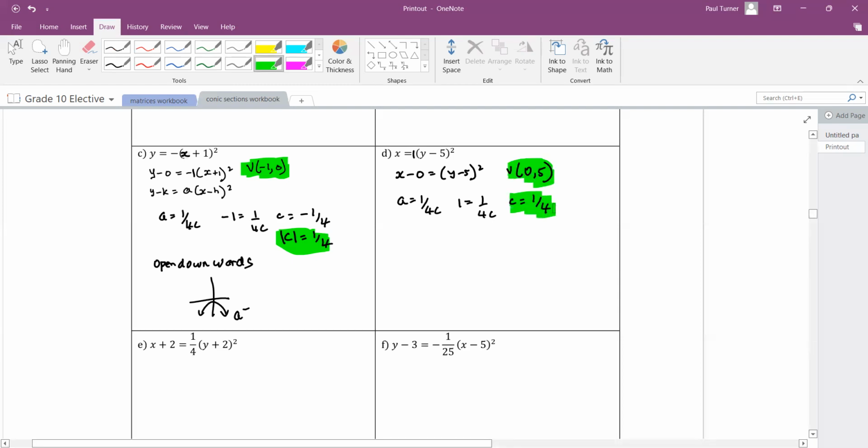And this graph is going to open to the right. So we have an X-style graph, and A here is positive. So it will be opening to the right.